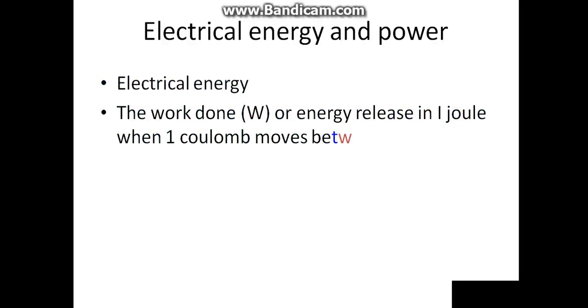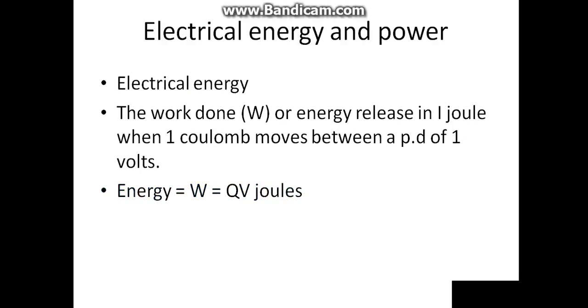Electrical energy and power. Electrical energy. The work done, capital W, or energy released is 1 joule when 1 coulomb moves between a potential difference of 1 volt. Energy is equal to capital W equals capital Q times capital V joules, which is also equal to capital IVT joules, which is equal to capital V squared T all over R, or which is equal to I squared RT joules.